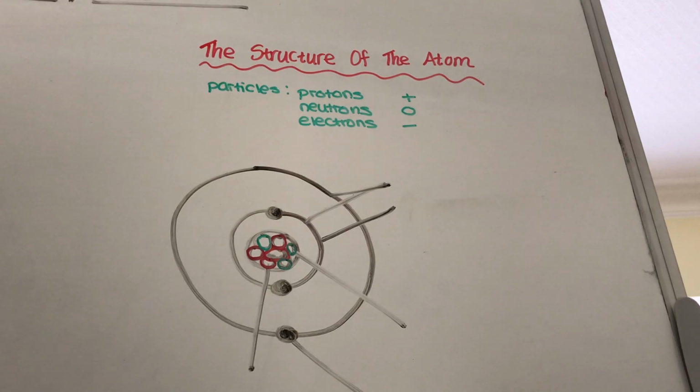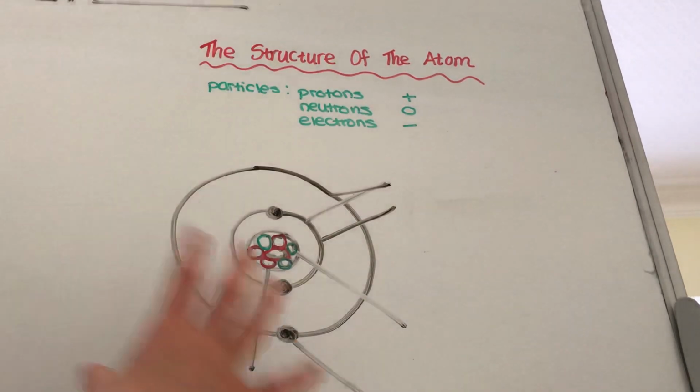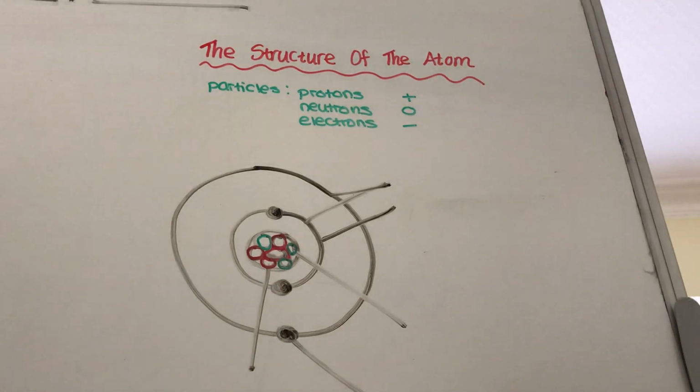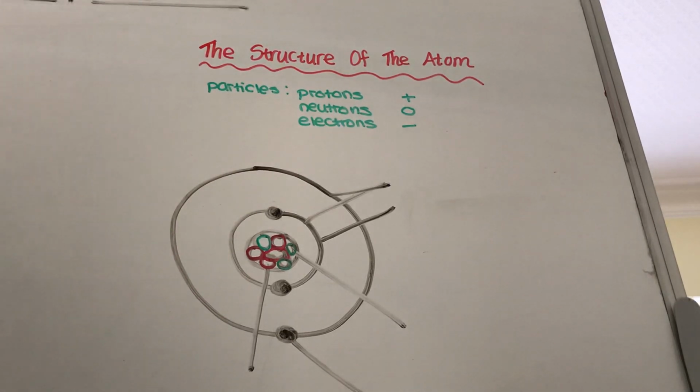Let's get started. This here is an atom with different lines coming out of it to label different sections, but we're going to come to that in a minute. So first of all, we're going to look at the particles, which is the section up here. So there are three particles within an atom: protons, neutrons and electrons.